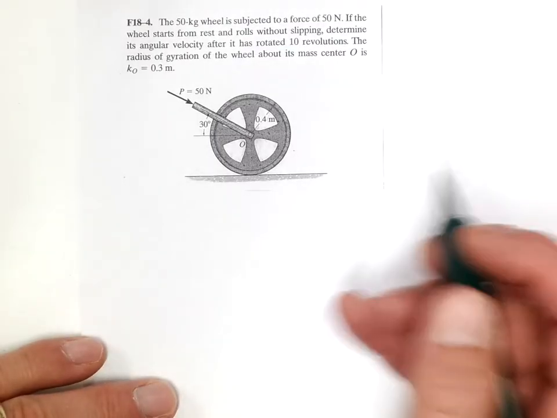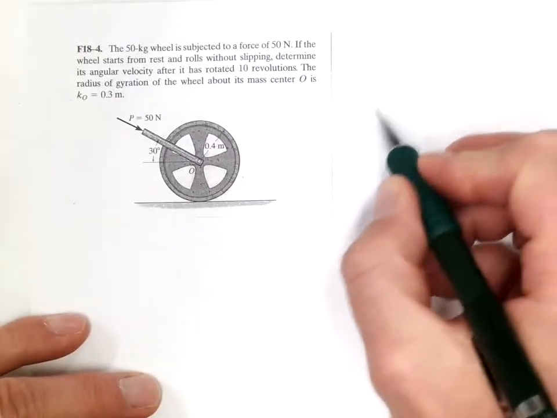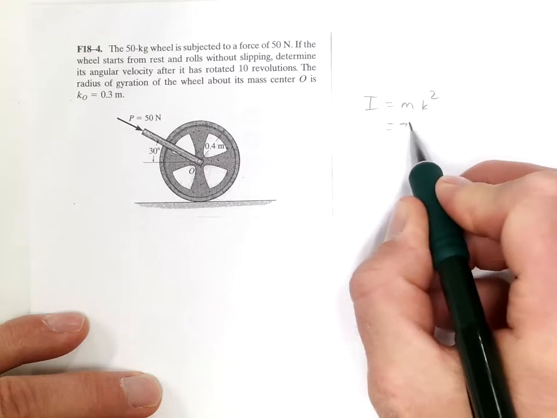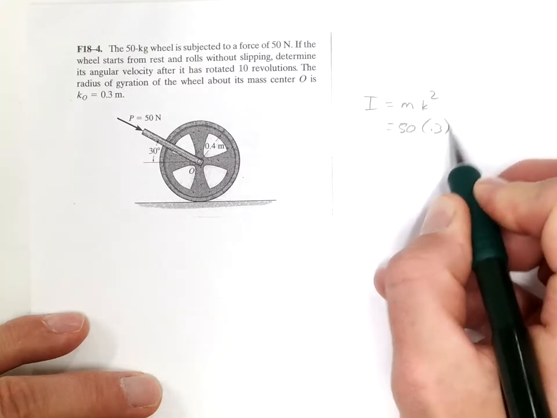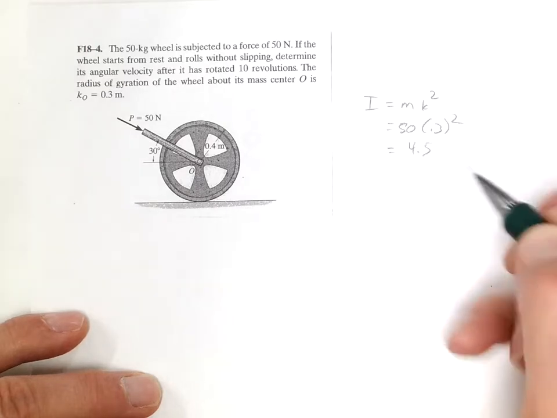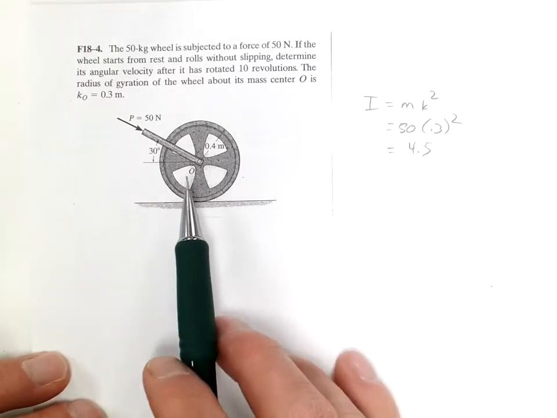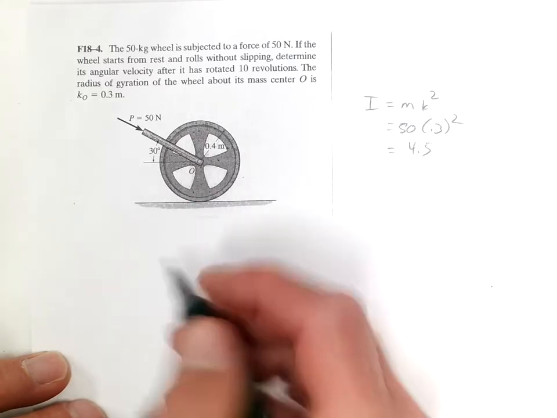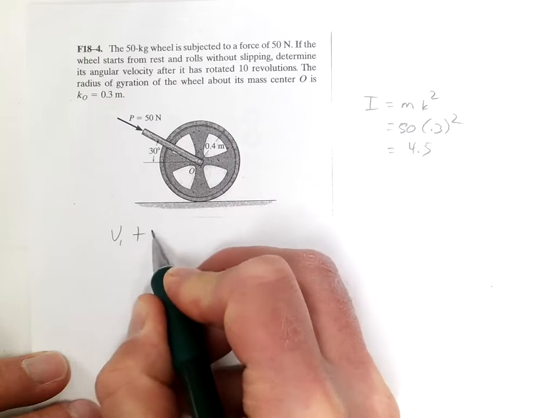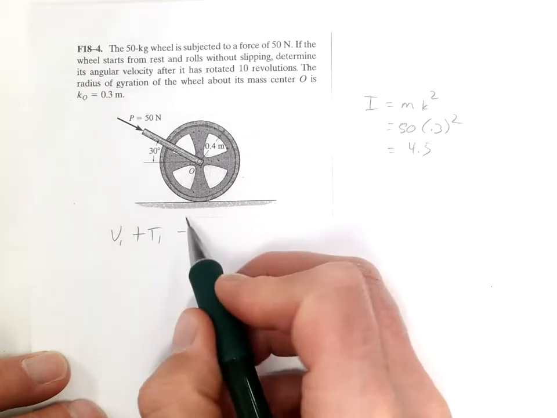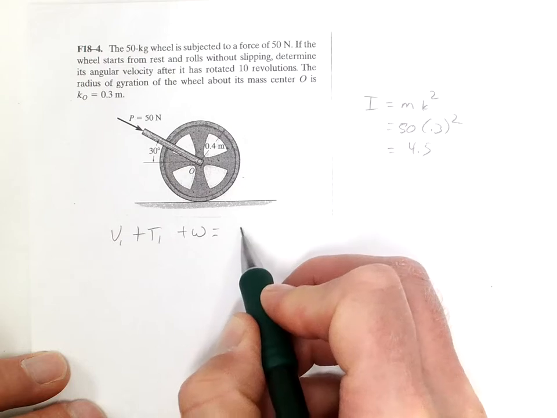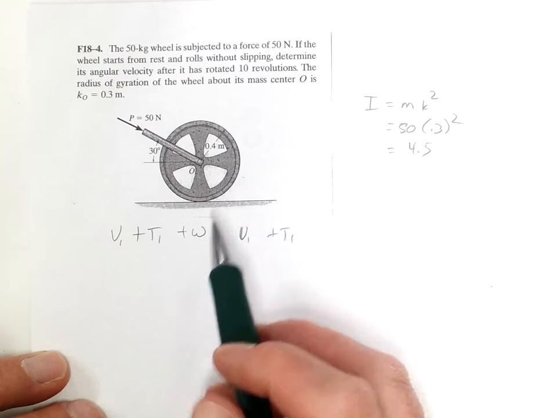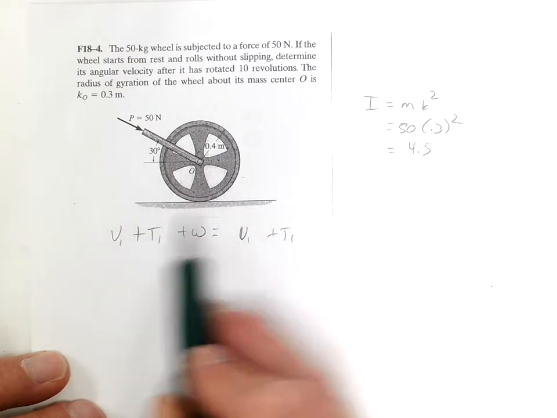So let's start out by finding I. So I is equal to m k squared, which is 50 times 0.3 squared, 4.5. Now there's two ways to solve this problem. The first way would be to solve it using energy, V1 plus T1 plus work equals V2 plus T2. Now we could do this saying, well, let's do this linear.